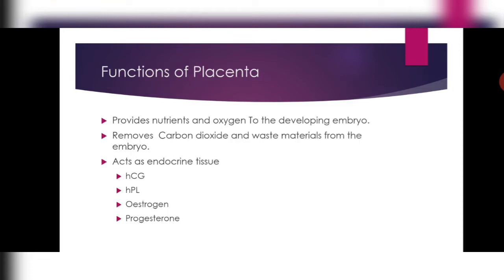What is the main function of placenta? Placenta actually performs three functions. It provides all the nutrients and the oxygen to the developing embryo from the mother's body. Also, it removes all the waste, that is carbon dioxide and other nitrogenous waste from the fetal tissue and gives it to the maternal tissue.